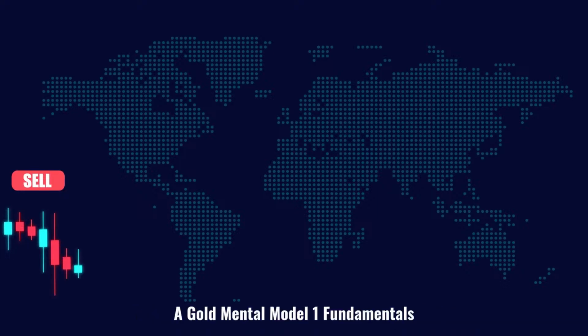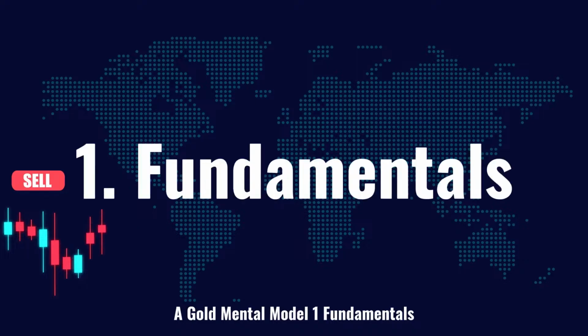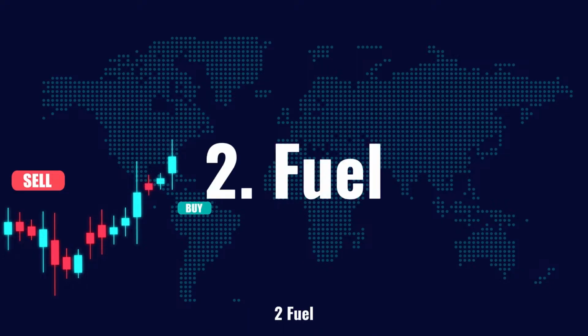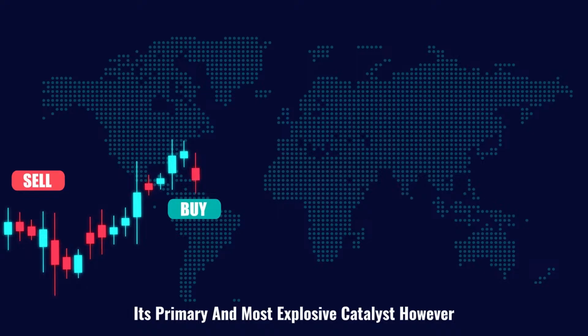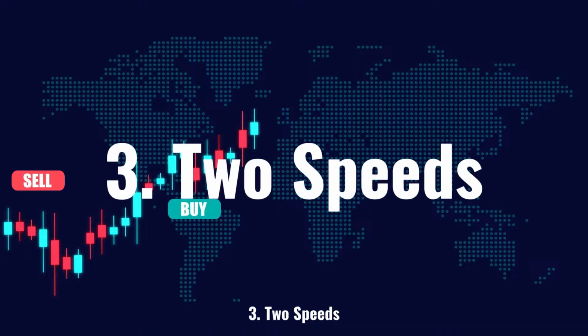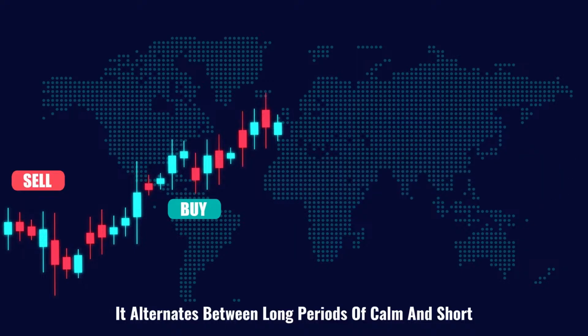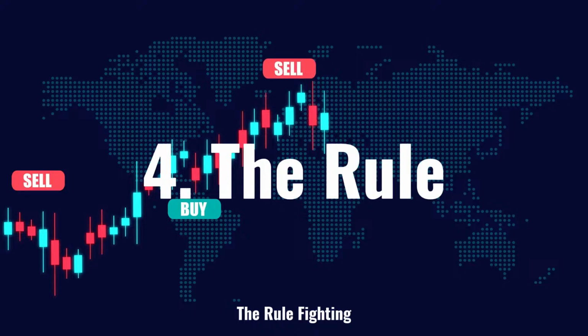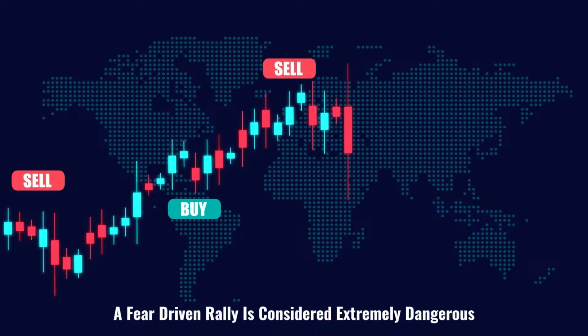A gold mental model. 1. Fundamentals. Gold is driven by economic data, just like stocks or currencies. 2. Fuel. Its primary and most explosive catalyst, however, is fear. 3. Two speeds. It alternates between long periods of calm and short, explosive moves. 4. The rule. Fighting a fear-driven rally is considered extremely dangerous.